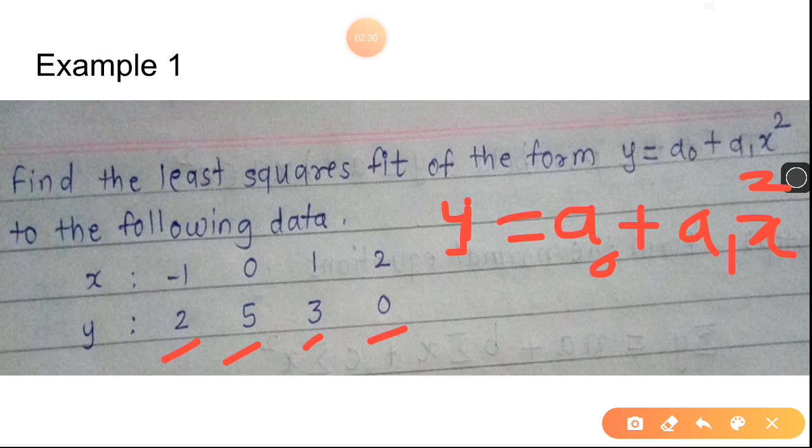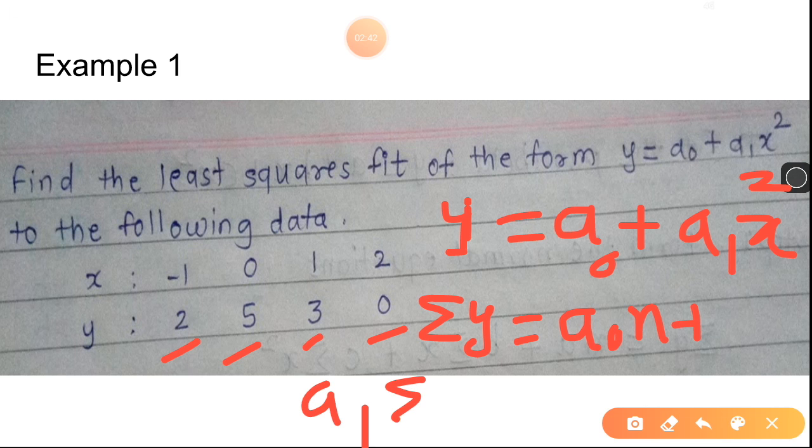Then we have to sum these equations. So the normal equation will be summation y is equal to a naught into n, where n is equal to 4, plus a1 summation x square. So this is the first normal equation.